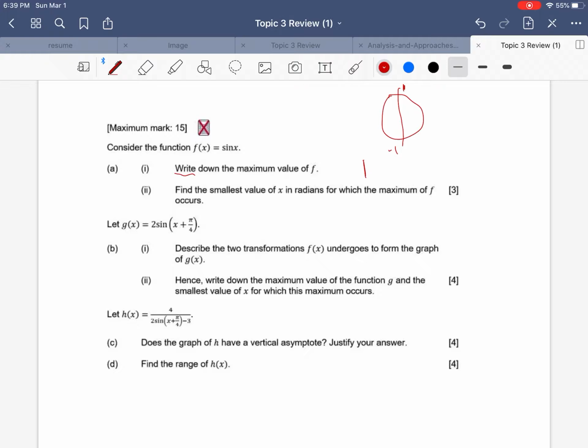Find the smallest value of x in radians for which the maximum of f occurs. So the smallest value, of course, is pi over 2. So that's pi over 2 is where our smallest max value occurs in radians.